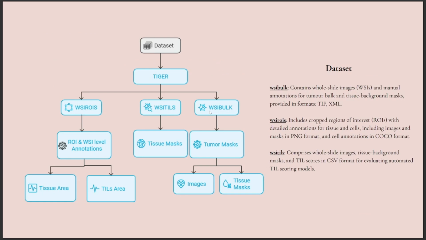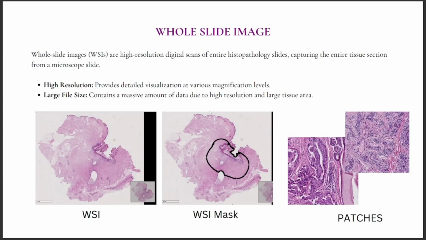The dataset provided by the Tiger Challenge is divided into three parts. The first one is WSI ROI, the second one is WSI TILs, and the third one is WSI bulk. The bulk contains various whole slide images in TIF format and its corresponding annotations in XML format. The WSI ROIs dataset consists of ROI and WSI level annotations of various cell areas and TILs areas. WSI TILs consist of tissue masks of the affected cancer area in whole slide images.